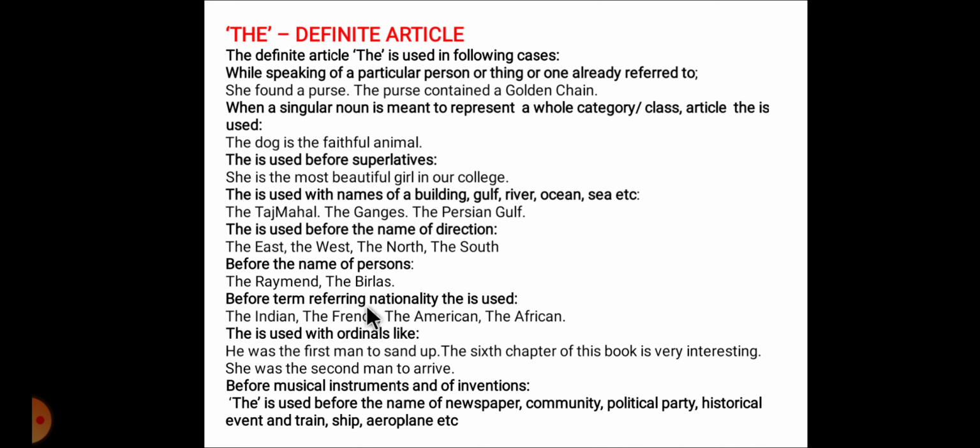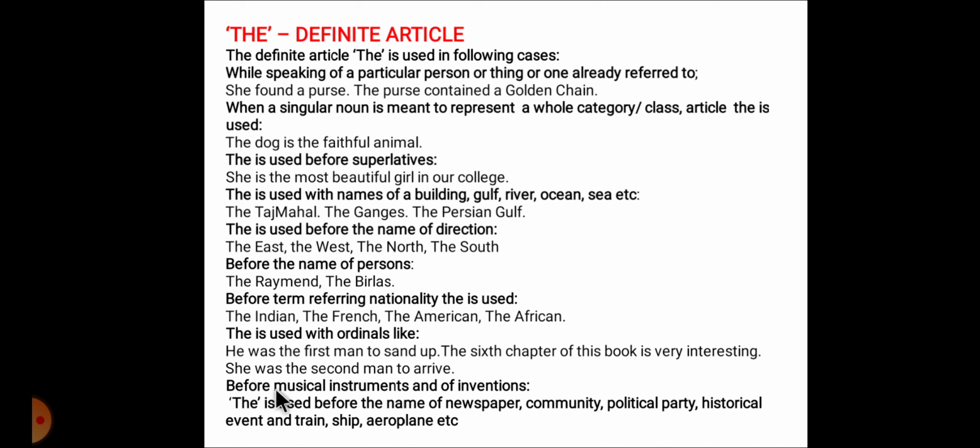Before terms referring to nationality, the is used. For example, the Indian, the French, the American, the African, like that. Next, the is used with ordinals like first, second, third. Cardinals means 1, 2, 3, 4, 5, isn't it? He was the first man to stand up. The sixth chapter of this book is very interesting. She was the second person to arrive. So these are the ordinal words before which we use the.